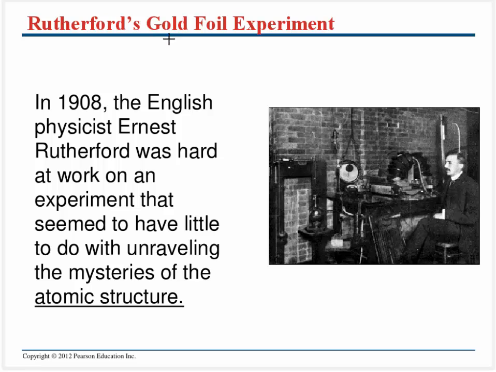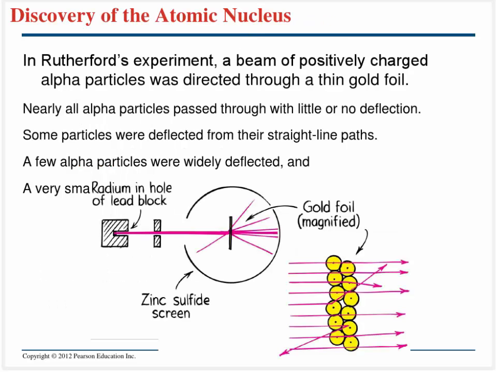Now, before we get to those other models, first I want to take you into how we discovered the fact that an atom must have a nucleus. And it was this fellow by the name of Ernest Rutherford, and he was actually doing something that had very little to do with figuring out what matter is made out of. What he was doing is shining some positively charged alpha particles, which is essentially a helium nucleus, into some very thin gold foil. And what he found out was most of the particles passed through with little or no deflection.